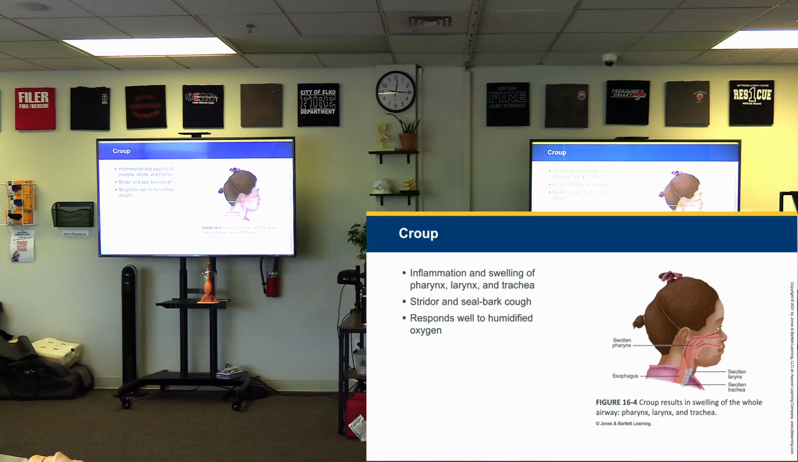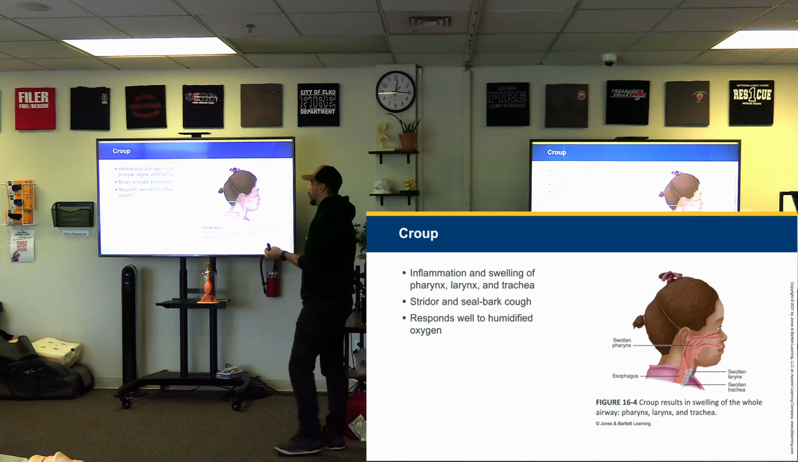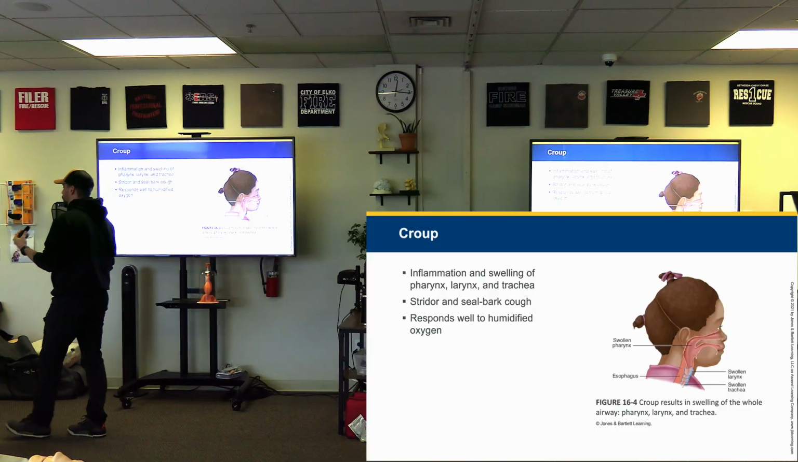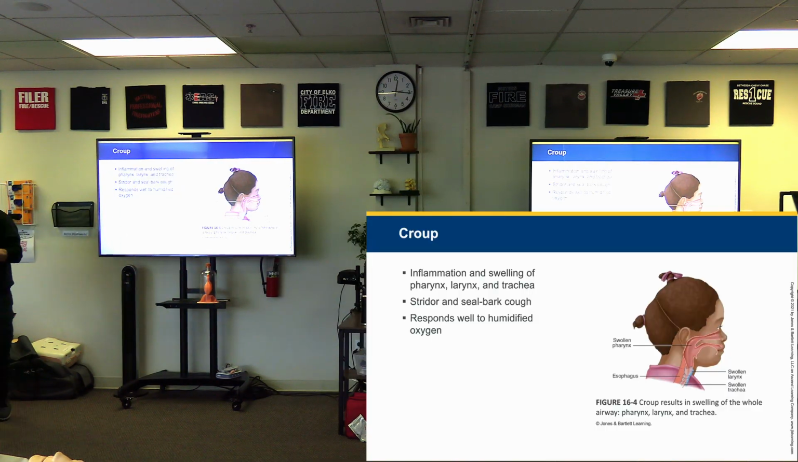But croup, inflammation and swelling of the pharynx, larynx, and trachea, right? So it's all upper airway swelling. Now, hint, hint, wink, wink. You may see this again down the road on NRMT exams or exams in your own class, right? But the go-to identifying sign of croup for us is stridor and a seal bark cough. When these kids start to cough, it has a very specific sound that literally sounds like a seal barking, okay? If you're curious, look it up. It sounds pretty close.